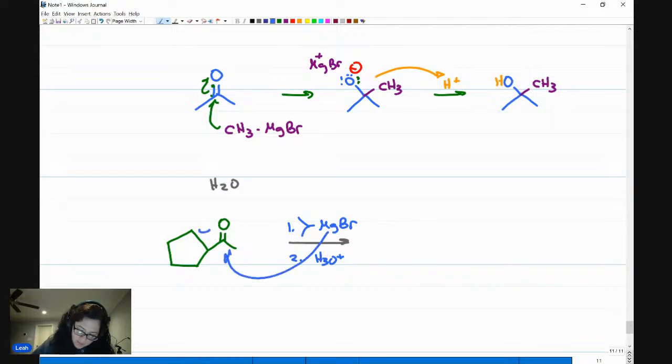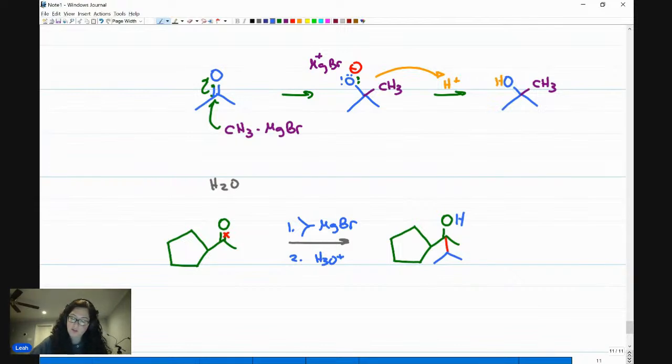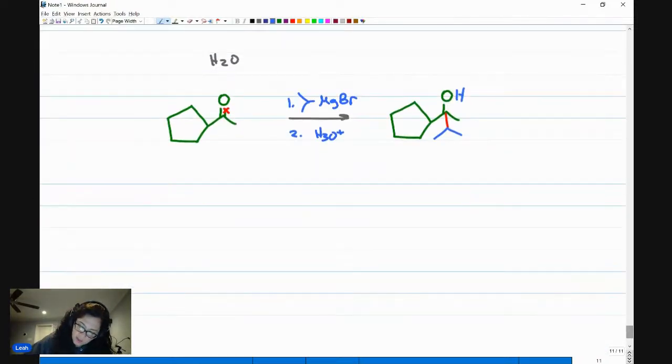The mechanism, sure, we don't have time for it, so here's the shortcut. Break the pi bond. Redraw the carbon skeleton exactly as you see it, but with a single bond to the oxygen. Add a hydrogen to the oxygen, turning it into an alcohol. Add a new bond to the former carbonyl carbon, and then add that new R group that you just brought in. Now, this looks a little bit wonky.